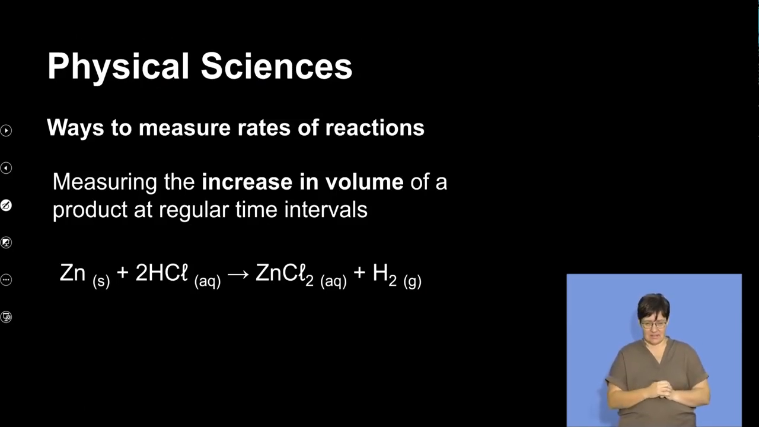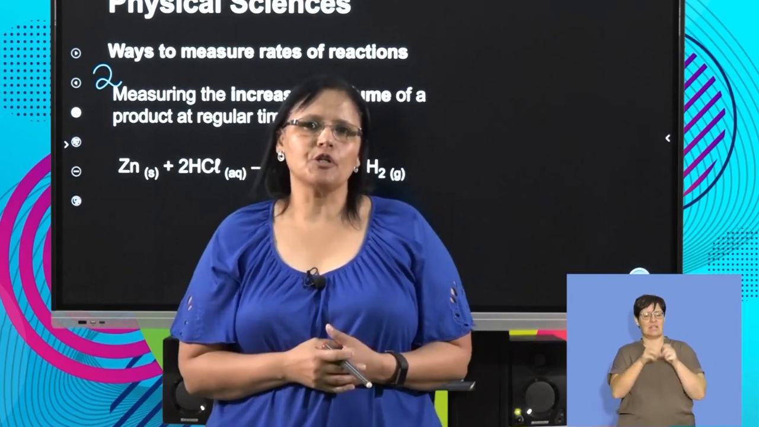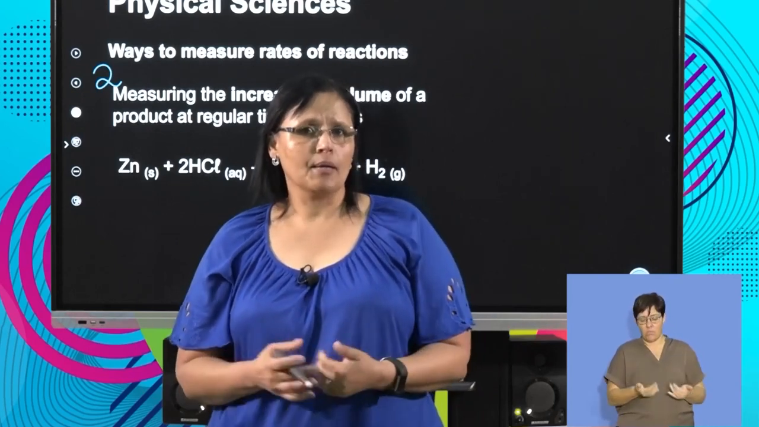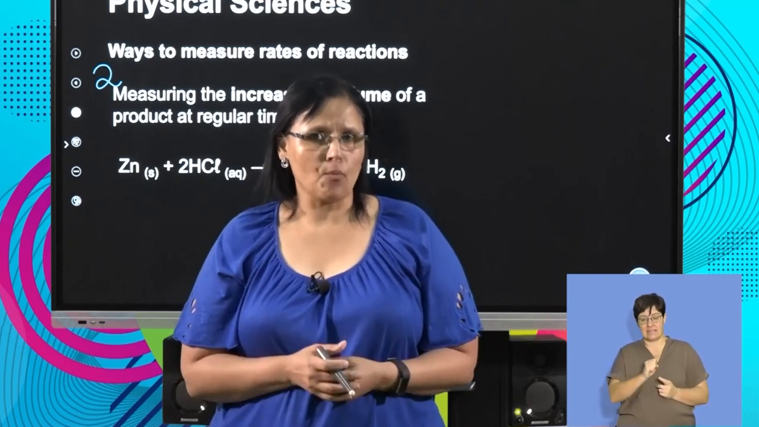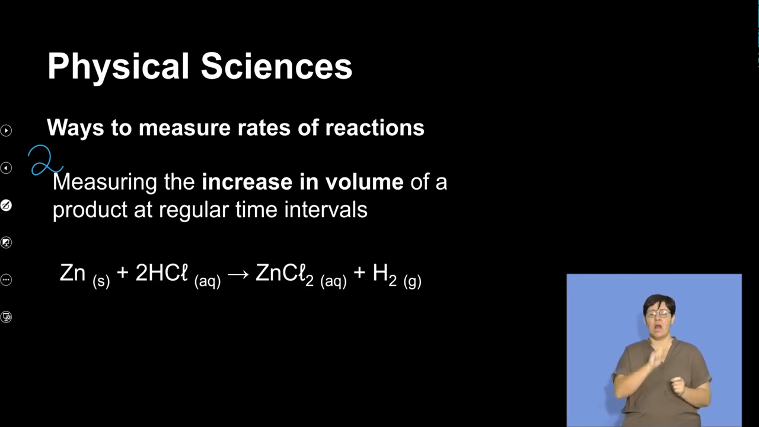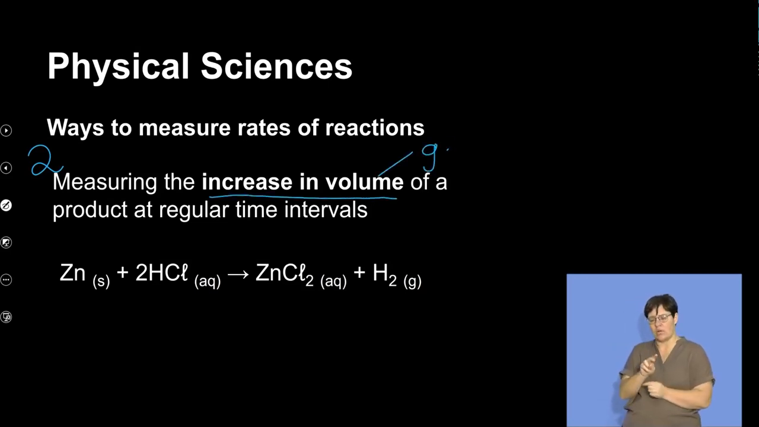Another way, I would say, the second way to measure, is to do the same experiment, but this time we don't look at the decrease. This time we allow the gas to be caught somewhere. So we change the experimental setup, and we look at the increase of the volume of the gas for the second one.